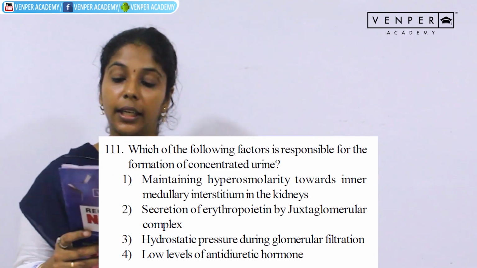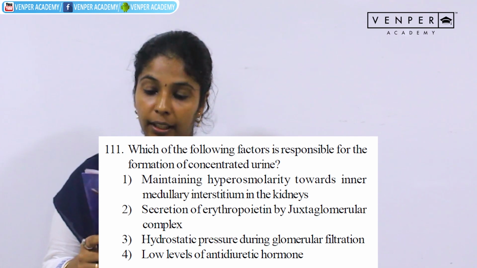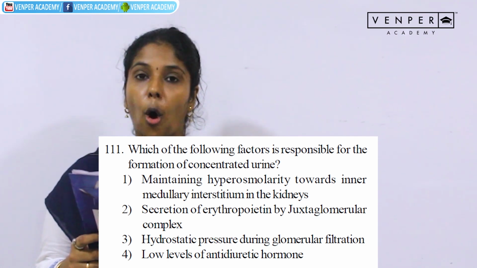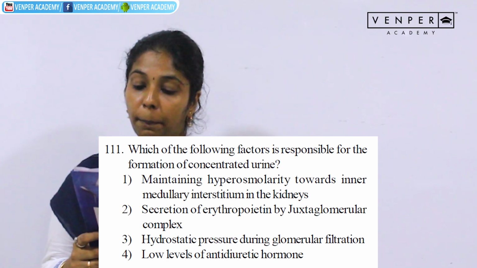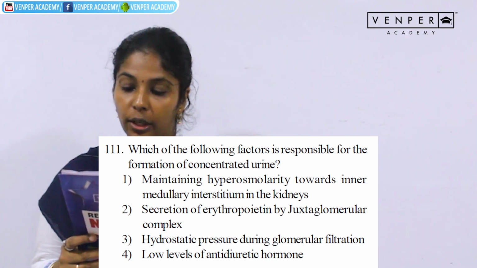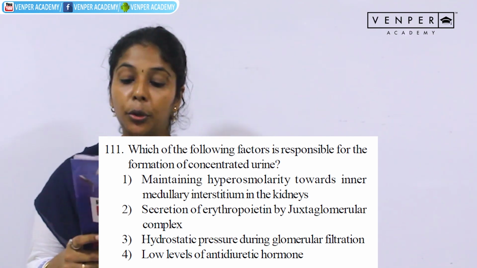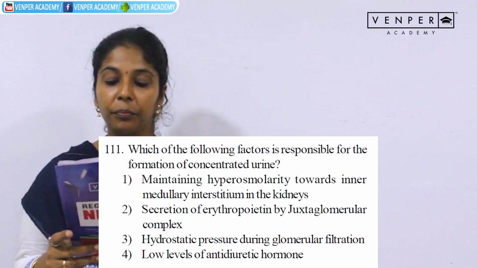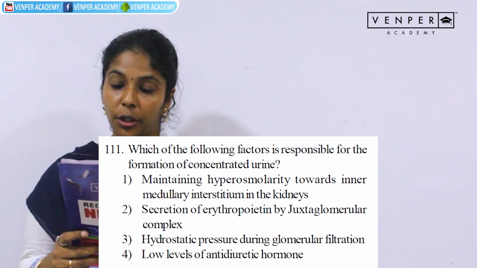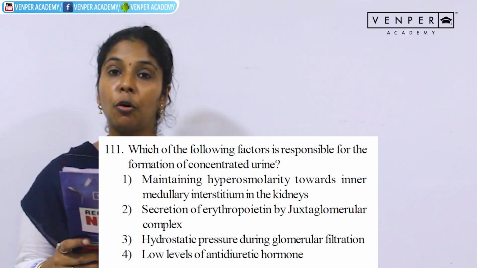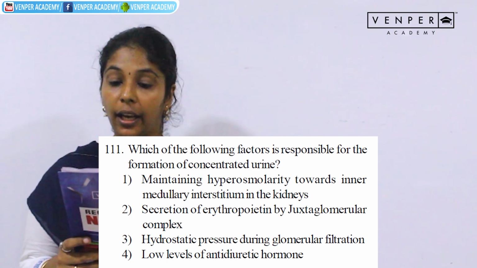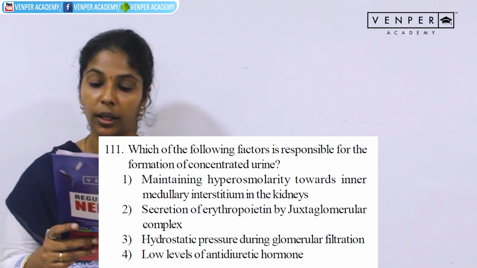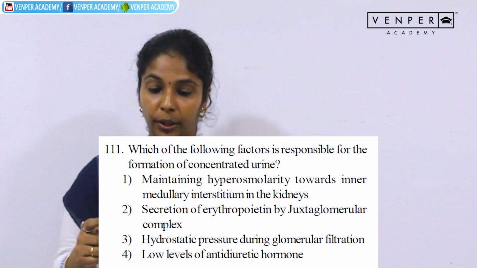Question number 111. Which of the following factors is responsible for the formation of concentrated urine? Option 1, maintaining hyperosmolarity towards inner medullary interstitium in the kidneys. 2, secretion of erythropoietin by juxtaglomerular apparatus. 3, hydrostatic pressure during glomerular filtration. 4, low levels of antidiuretic hormone. 4 options are given. We should select only one responsible for concentrated urine.